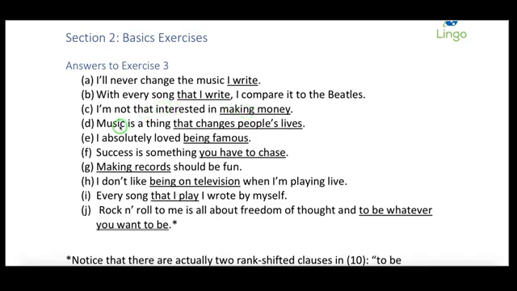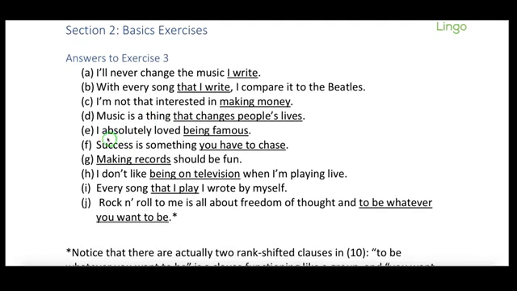D is similar to A and B. Music is a thing that changes people's lives. What kind of thing is it? It changes people's lives. So that meaning is connected to the nominal group, or the noun group, a thing. In E, this one's kind of similar to C. I absolutely loved being famous. I absolutely loved the attention. That's a noun group. This is not a noun group, but it's functioning just like one. So it's a clause that has been downgraded to the level of group.